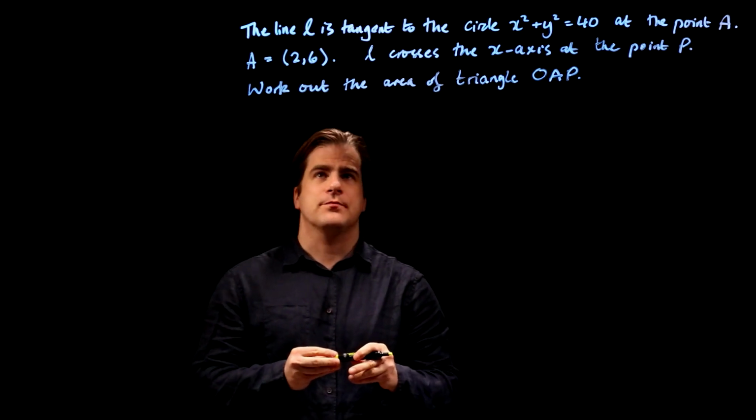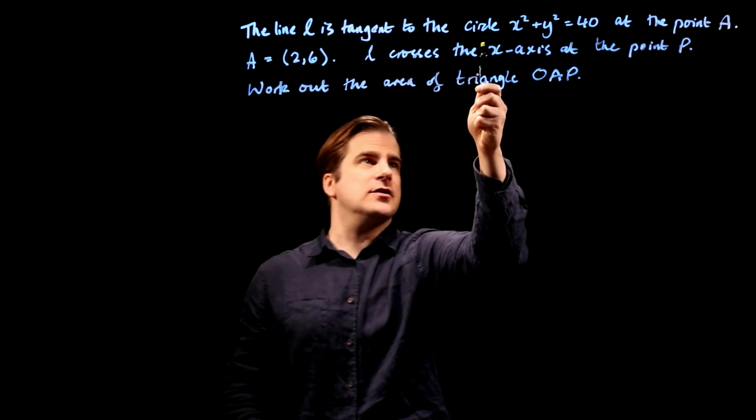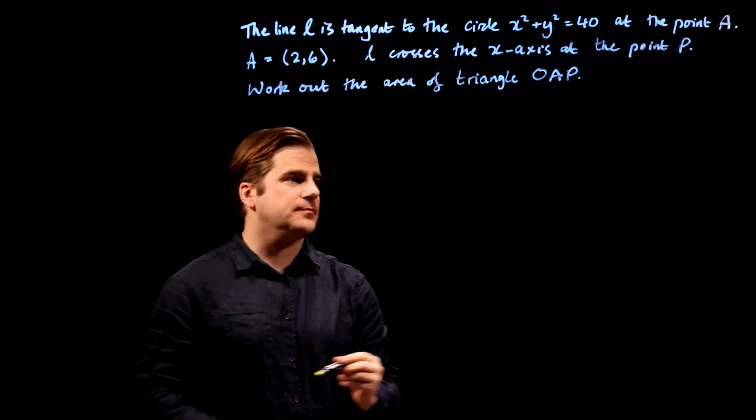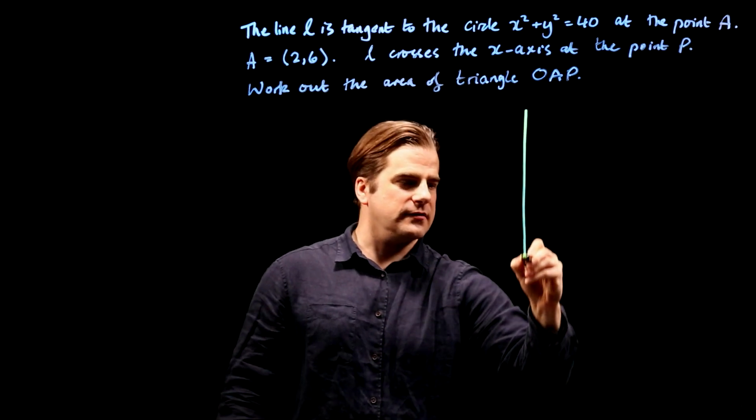Right, so firstly, we've got a circle x squared plus y squared equals 40. Let's sketch that.